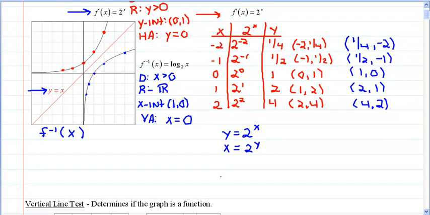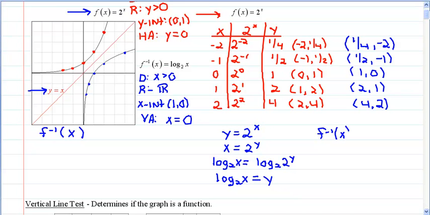And after switching x and y, I next want to solve for y. So to solve for y, since I have a base of 2, I take the log with a base of 2 on both sides of the equation so that it cancels on the right side of the equation, and I'm left with log base 2 of x equals y, and then we substitute the symbol for the inverse function in, which is f inverse of x equals log base 2 of x.